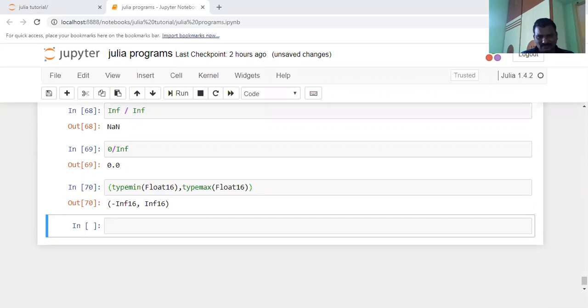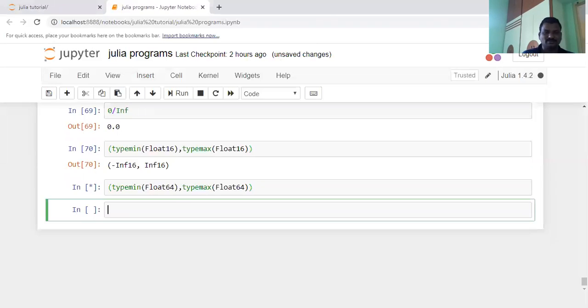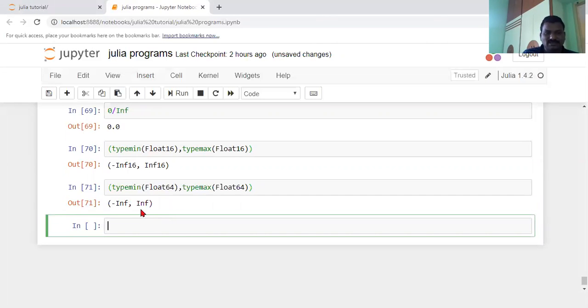Similarly, for a 64-bit floating point number, what are the type minimum and type maximum? In this case, the numbers are minus infinity and plus infinity.